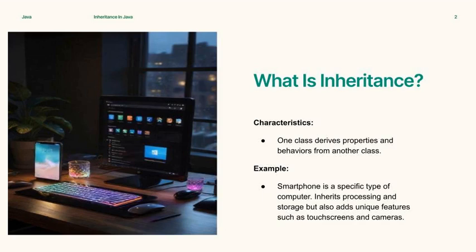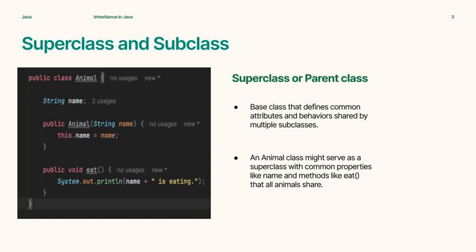Let's understand this by an example. Consider how a smartphone is a specific type of computer. It inherits the basic characteristics of computers like processing and storage, but also adds unique features such as touchscreens and cameras. Superclass and subclass are fundamental concepts used to implement inheritance.